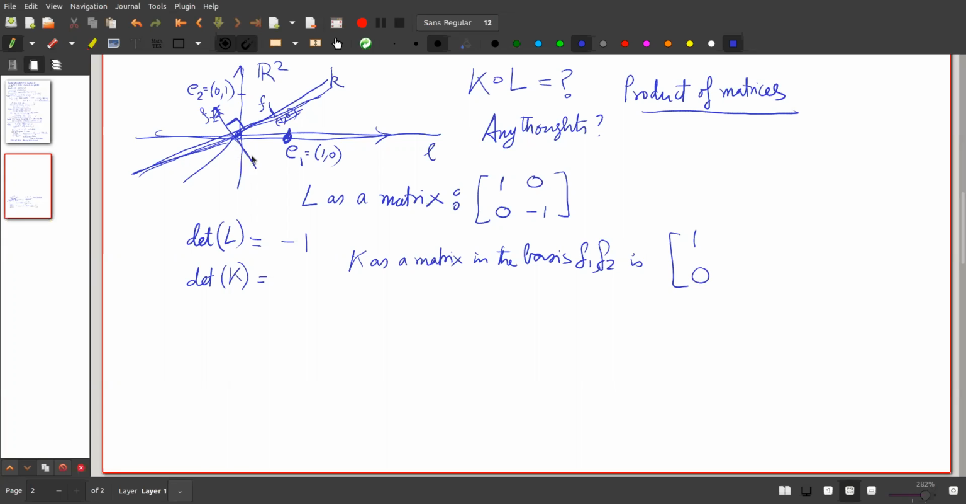Minus F2. Right? And what is the expression for F2? 0 times F1 minus 1 times F2. So indeed, it is the same matrix, but with respect to a different basis. So what is the determinant? -1. -1, because it does not depend on which basis I choose. Right? I can choose whichever basis.